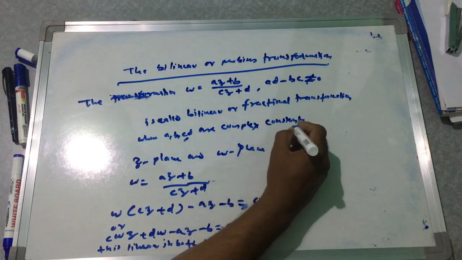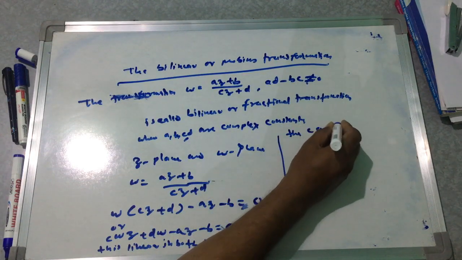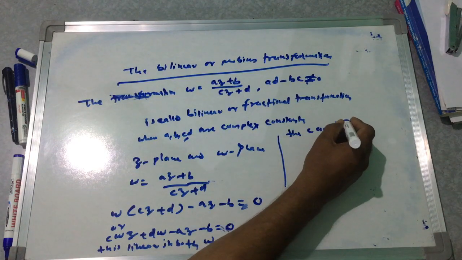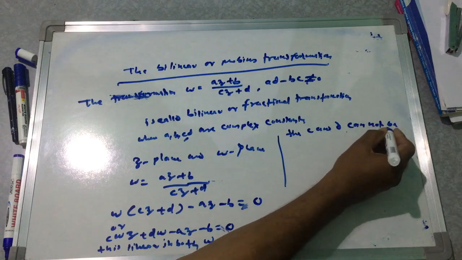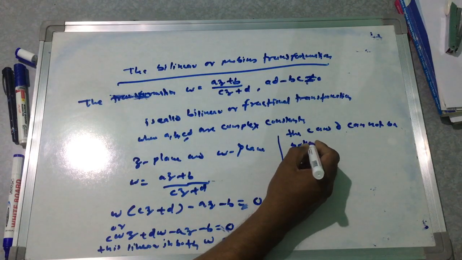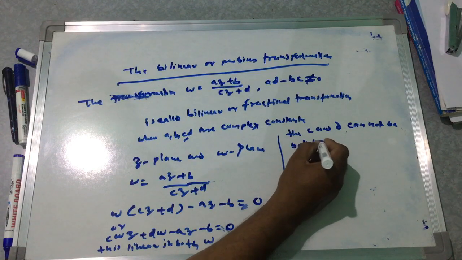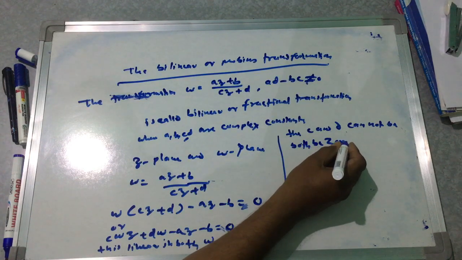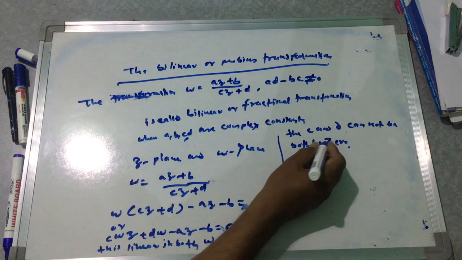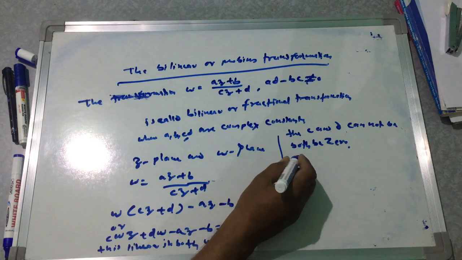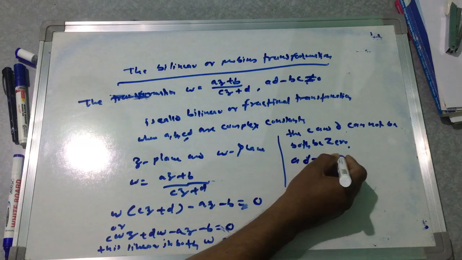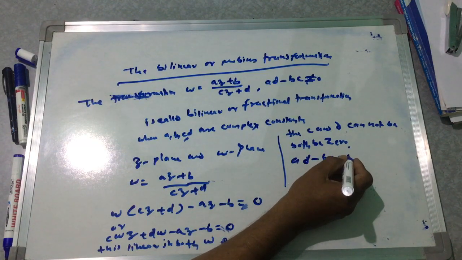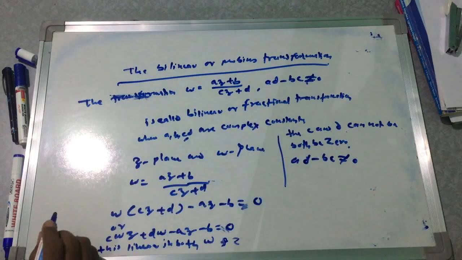Then C and D cannot both be 0. So we always assume that AD minus BC should not equal 0.